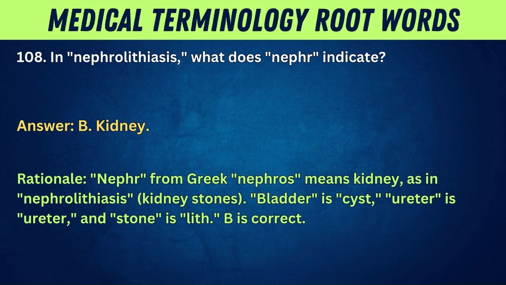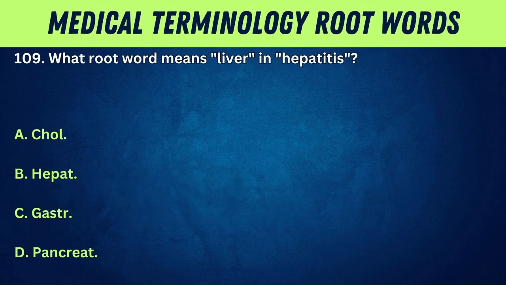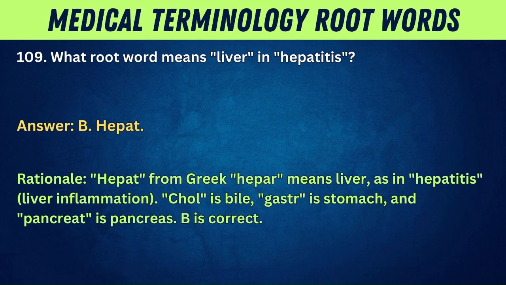B is correct. 109. What root word means liver in hepatitis? A. Chol. B. Hepat. C. Gaster. D. Pancreat. Answer: B. Hepat. Rationale: hepat from Greek hepar means liver, as in hepatitis, liver inflammation. Chol is bile, gaster is stomach, and pancreat is pancreas.